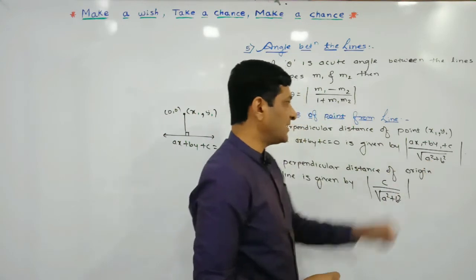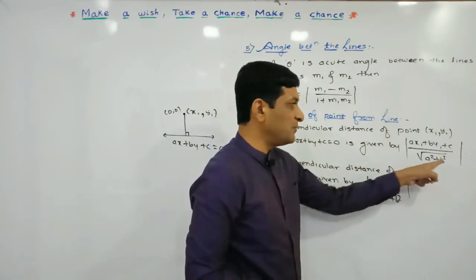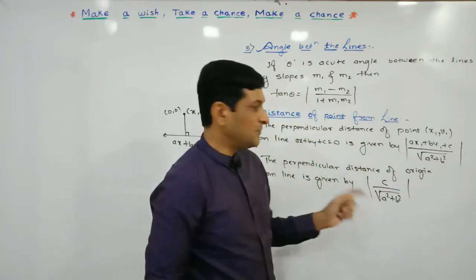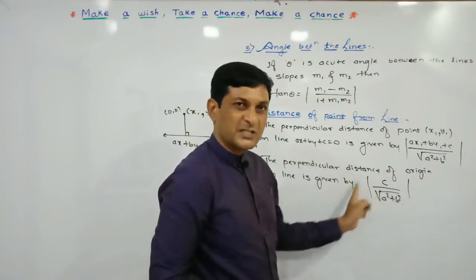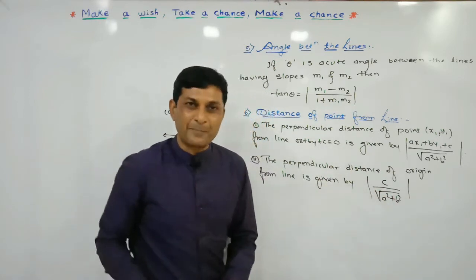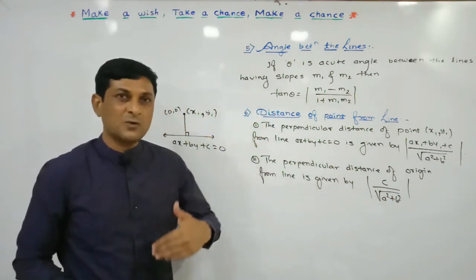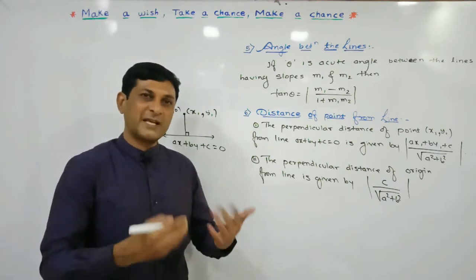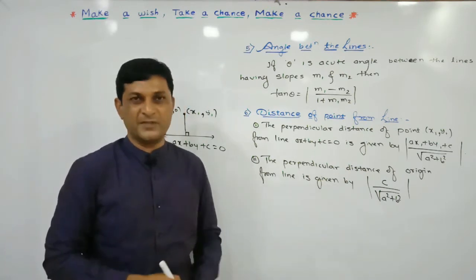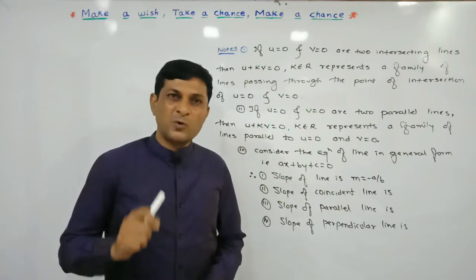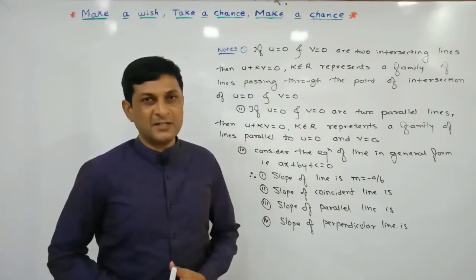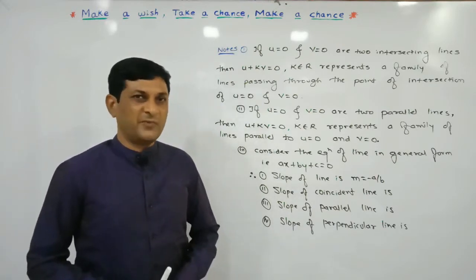What is a here? A means the coefficient of x and b means what? The coefficient of y. If the equation of the line is given to us, then this formula is applicable to find out the distance of the line from the origin, or we can say the distance of the origin from the line. So now note down some very important results which we use while solving examples.